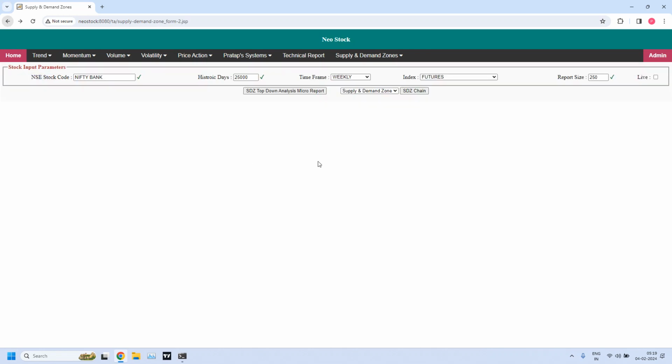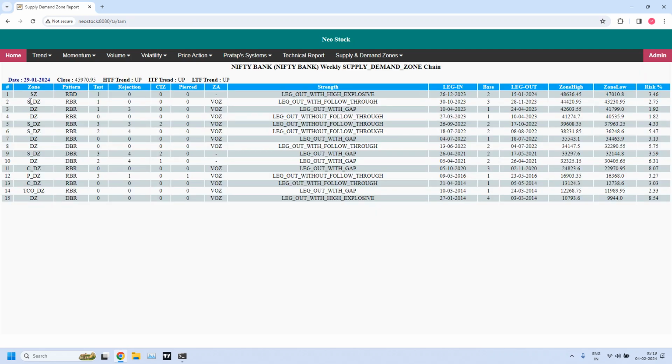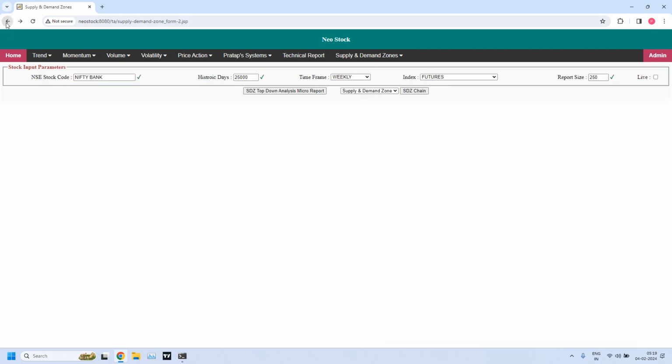Okay, now let's go back. Let us change to daily. So what we have seen is weekly. Sorry, not daily. So this is a weekly zone, high liquidity zone, not daily. I'm sorry. Sorry for my mistake. Now let us change it to daily time frame.